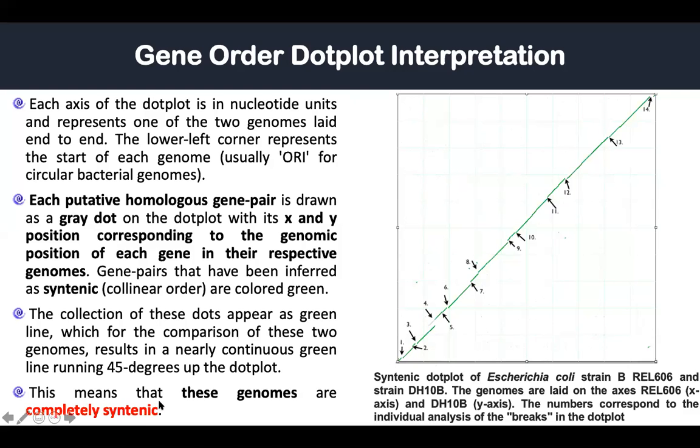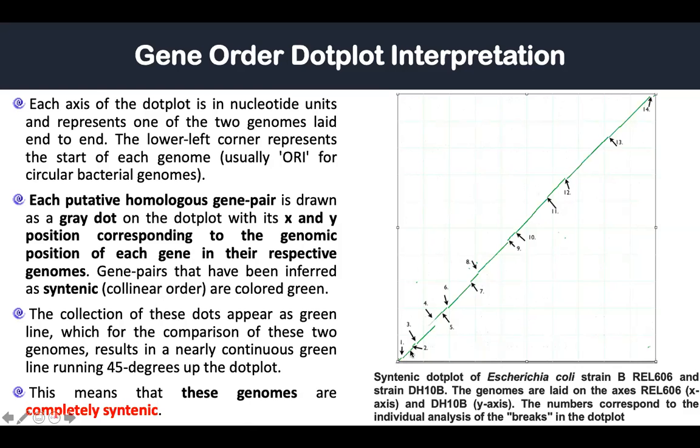So each putative homologous gene pair is drawn as a gray dot. Of course, you can't see the gray dots here on the dot plot, with the X and Y position corresponding to the genomic position of each gene in their respective genomes. So when they keep drawing the gray dots, they come up with these green lines, which are gene pairs that have been inferred as syntenic or similar. So every time they see a region which is exactly similar or syntenic, that area becomes a green zone, right, or green region.